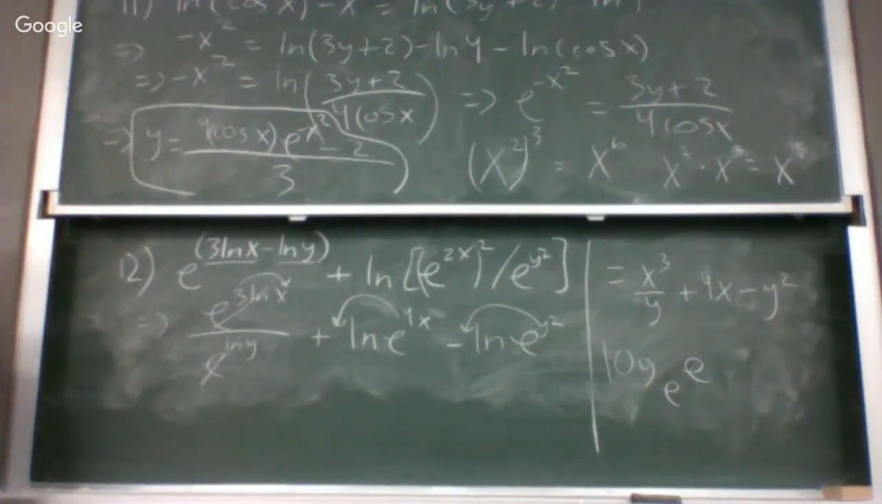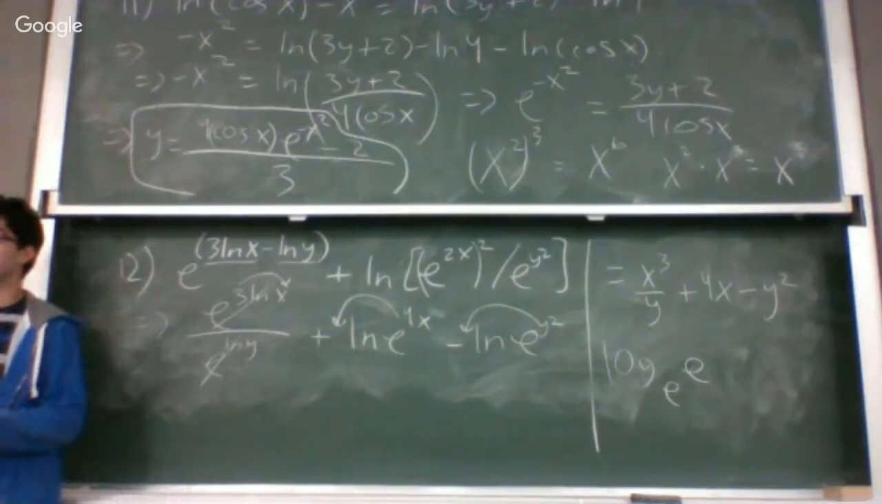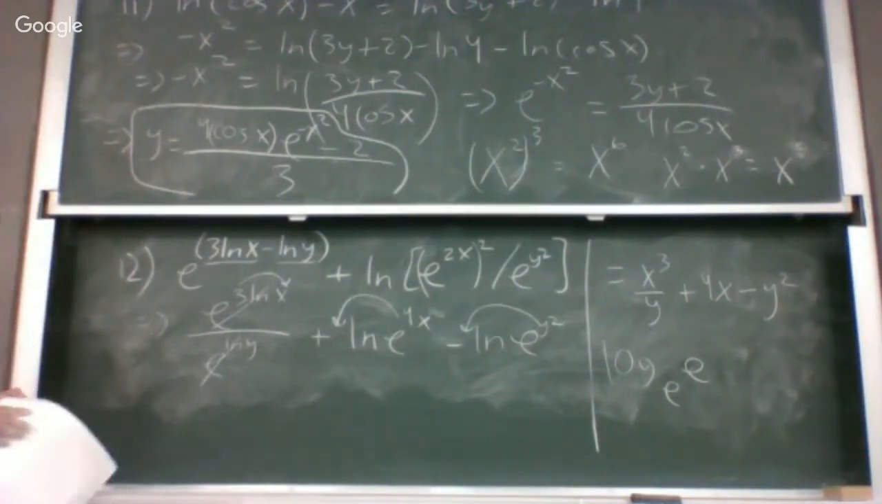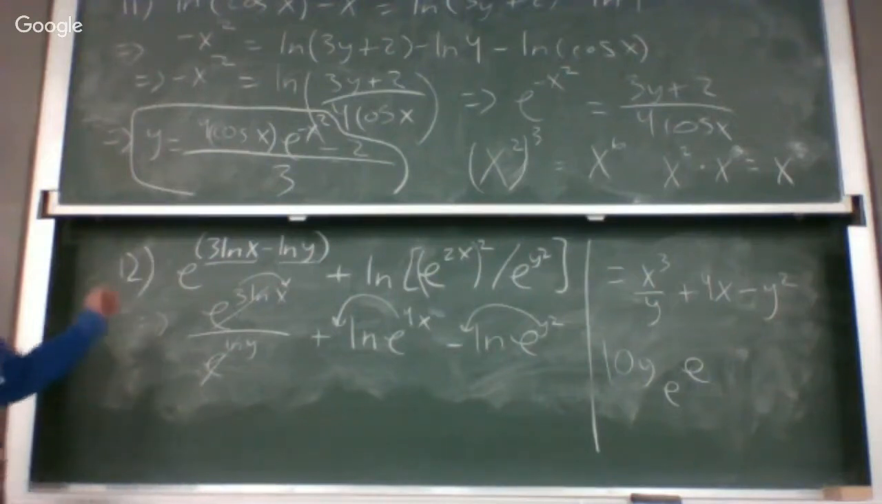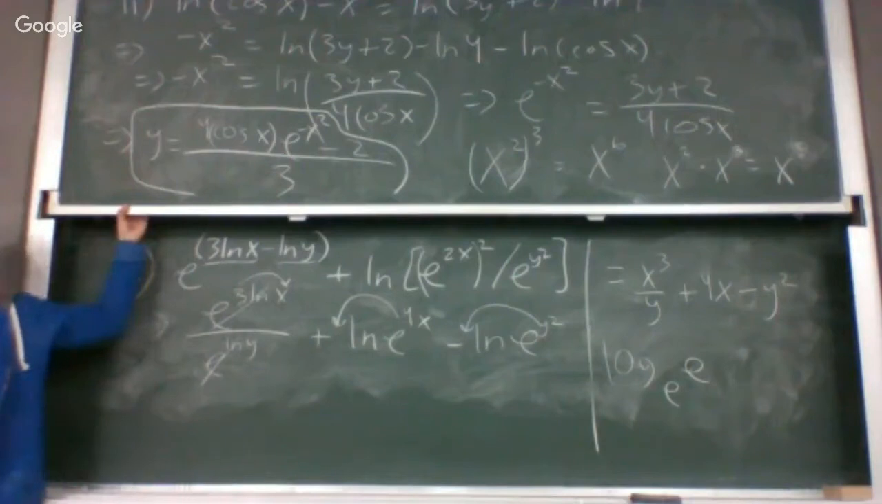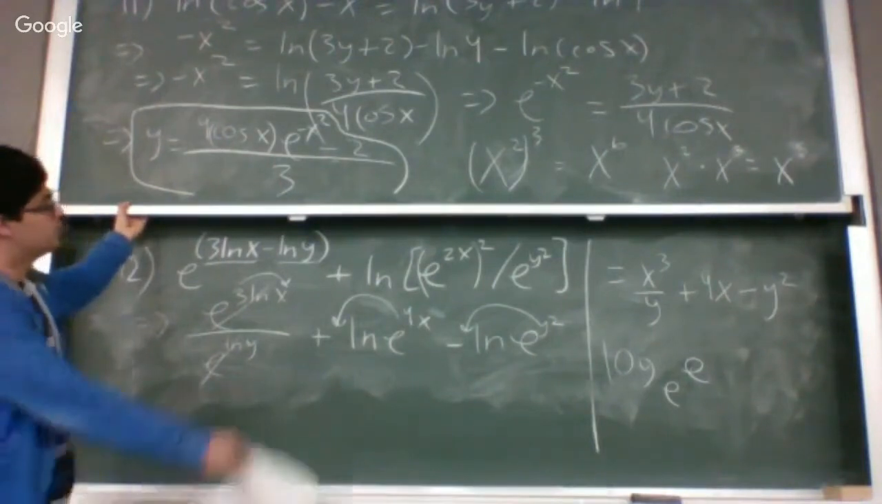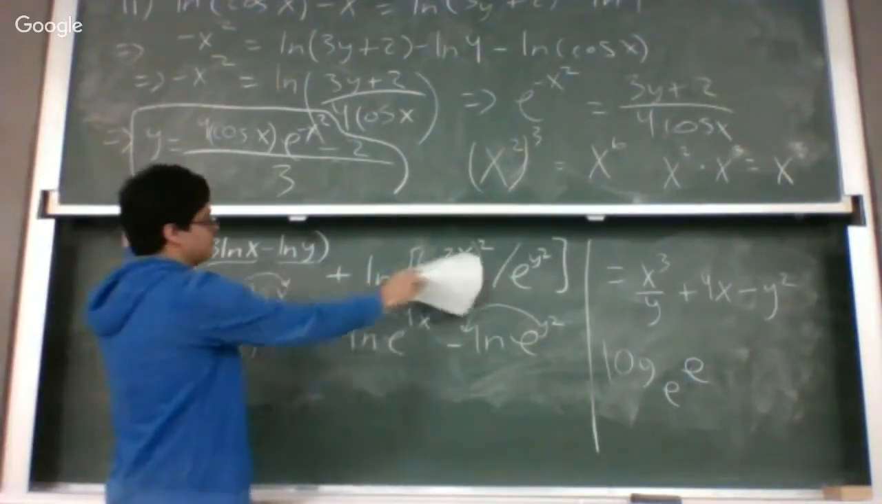Is it wrong to have done like? Oh, you want to do that? I see. Never mind. I'm still confused on how you went from e to the x squared to the x. Which one? This one, right? The x squared, right here?